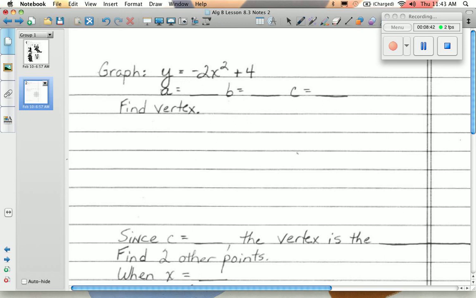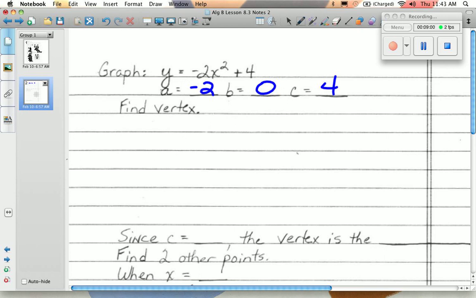A is equal to, first of all, is it in standard form? Yes. Okay. A is equal to? -2. B is equal to? 0. C is equal to? 4. Okay, those of you who have been working ahead, woo.